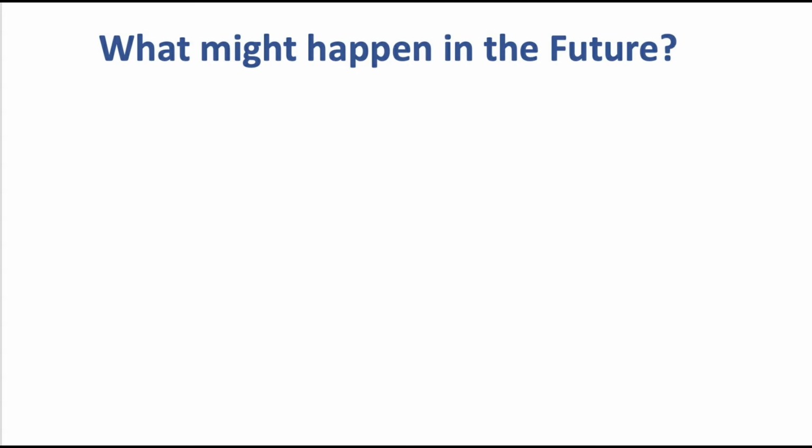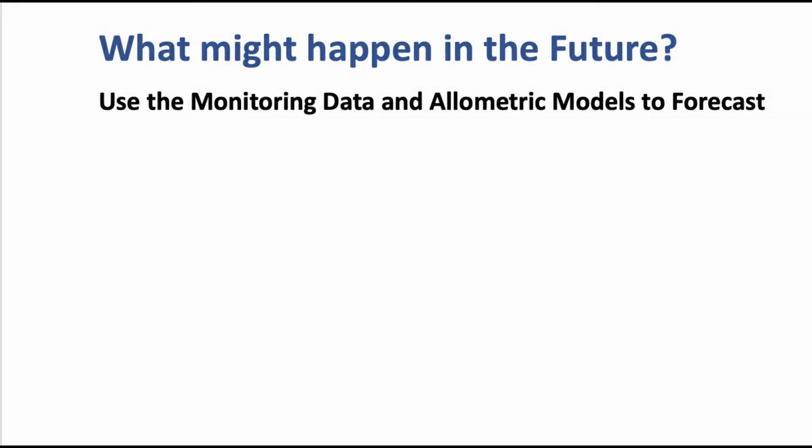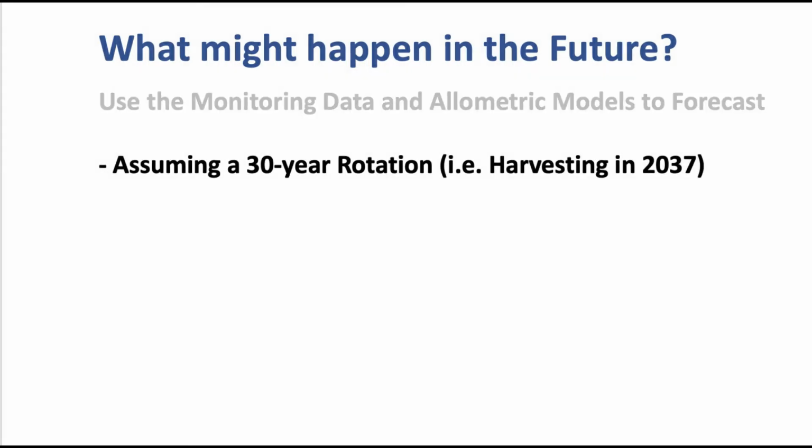Question, what might happen in the future? Because like all tree farmers, you've got to think of, well, what do we do now? What are we looking forward to? Should we invest now? Should we do this? Should we do that? So on. So what I've used is the monitoring data up to date and the allometric models that have been created and so on. And look forward, assuming a few things, assuming a 30-year rotation. So we're going to harvest in 2037.